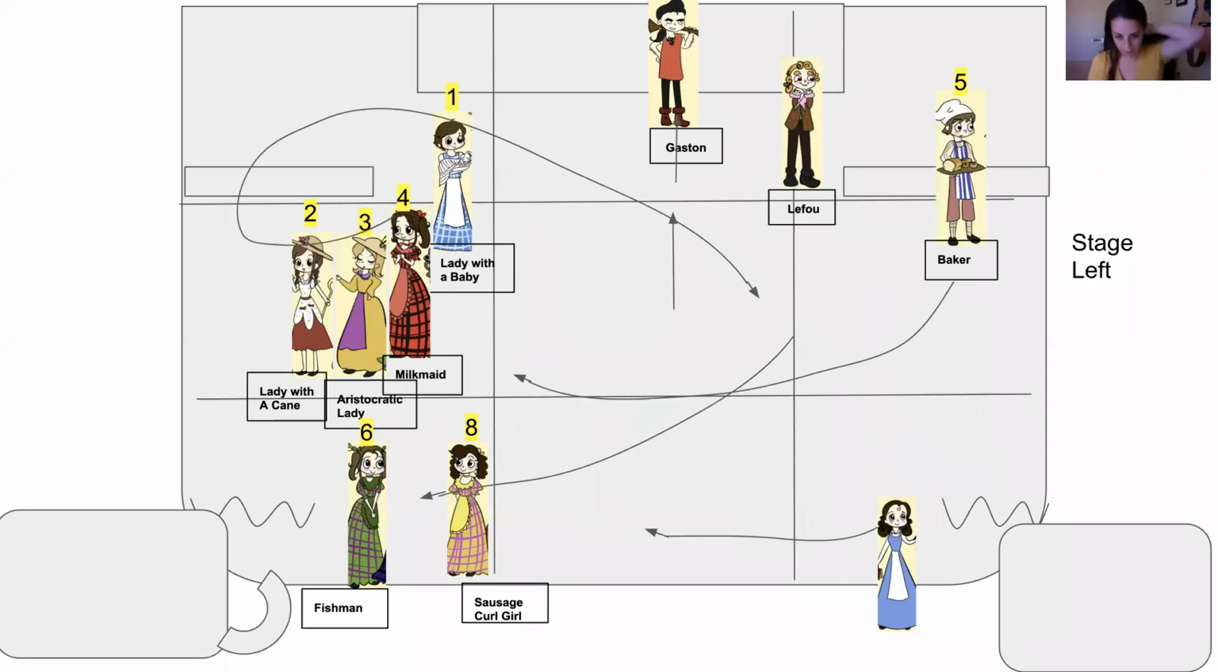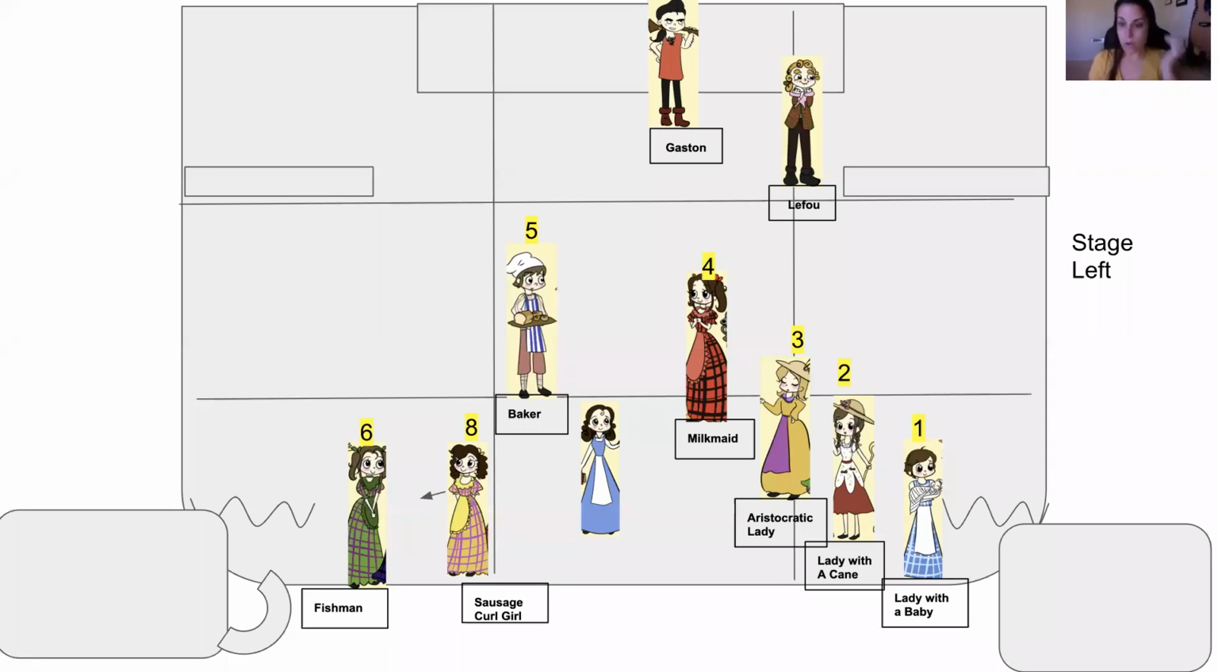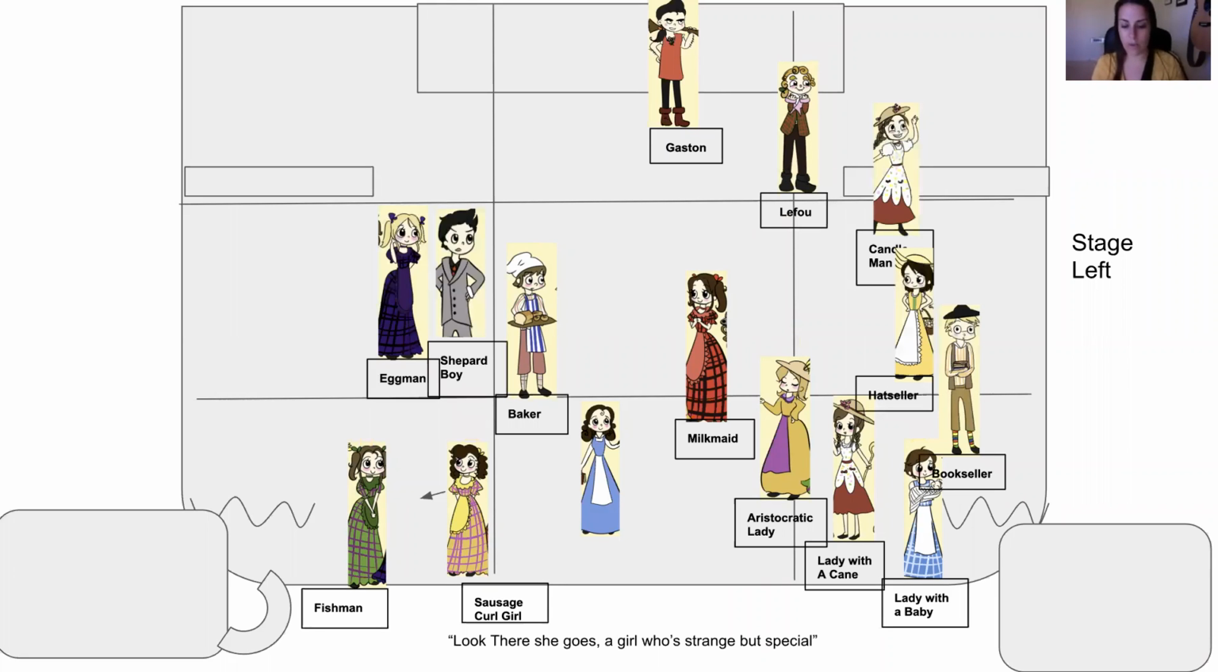Okay, so we have the bonjour, good day, pardon, may we, you call this bacon, what lovely grapes, on and on and on. You guys are talking to each other and there's lots going on. Okay, finally, after, oh, good morning, look, there she goes, a girl who's strange but special.